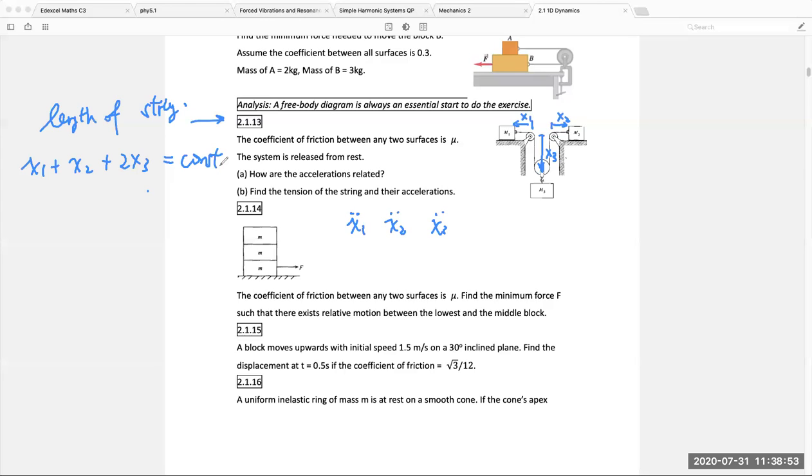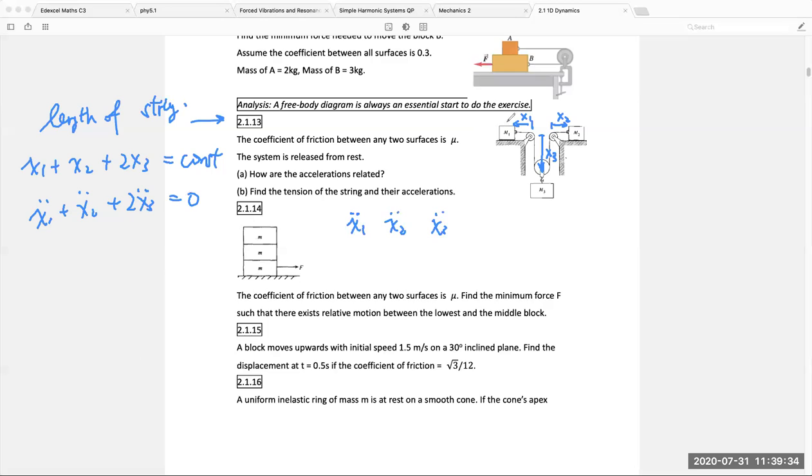So, if you differentiate this twice, then you get x1 dot dot plus x2 dot dot plus 2x3 dot dot equal to 0. So this is how their accelerations are related to each other.